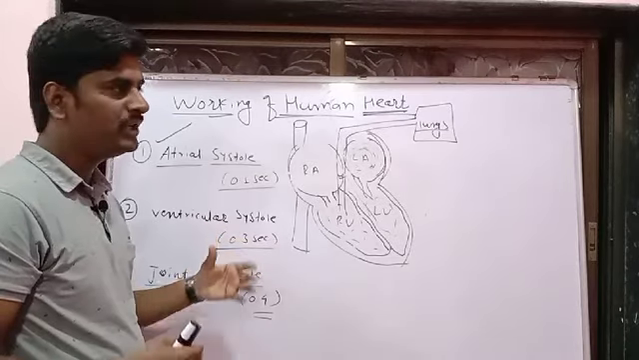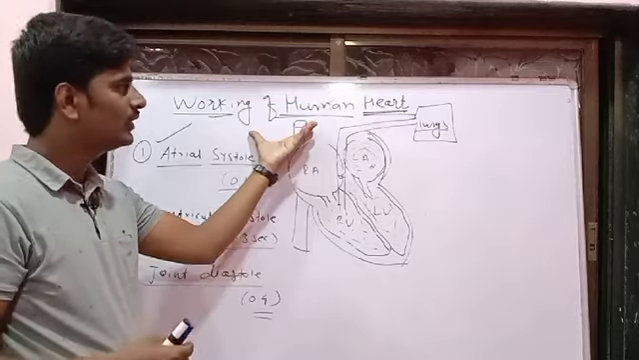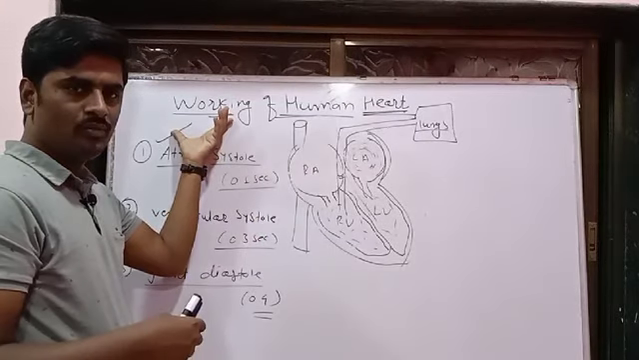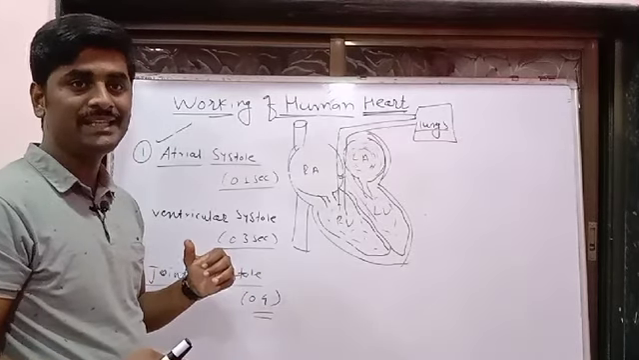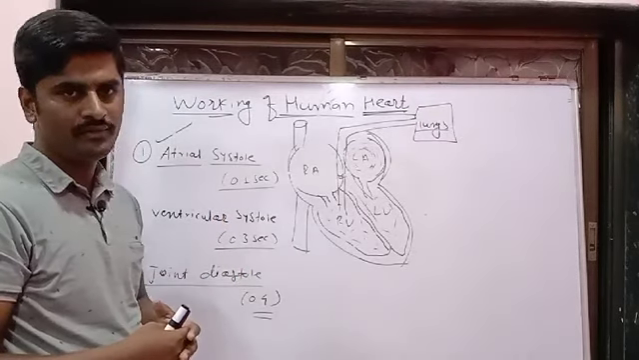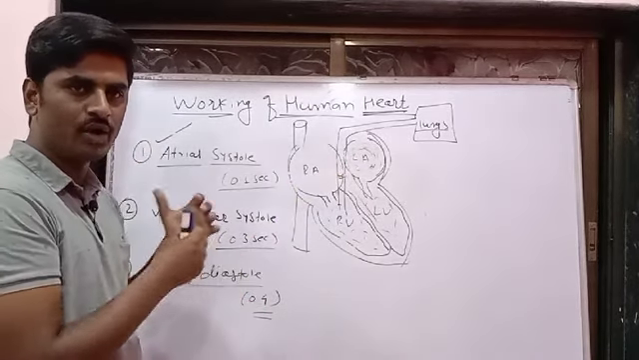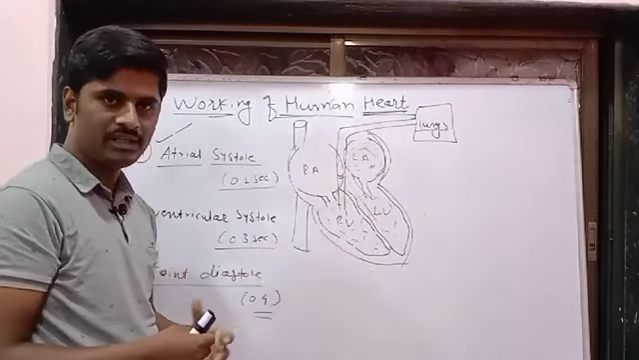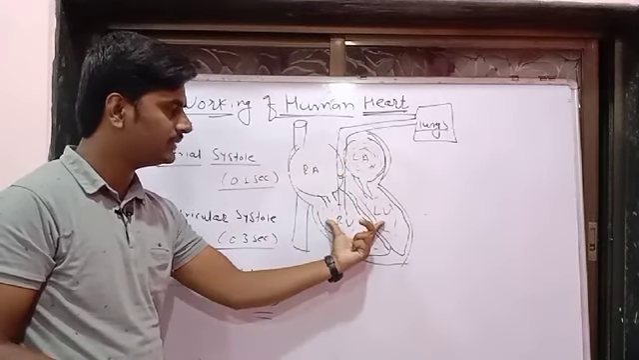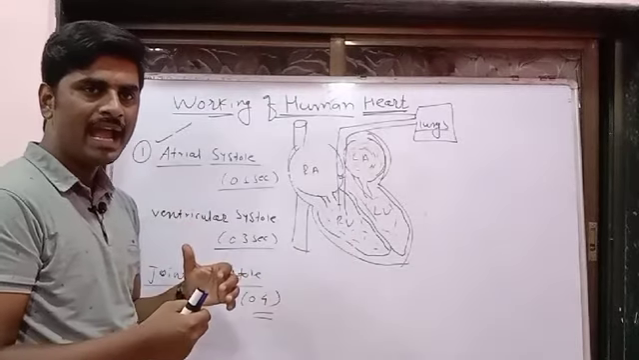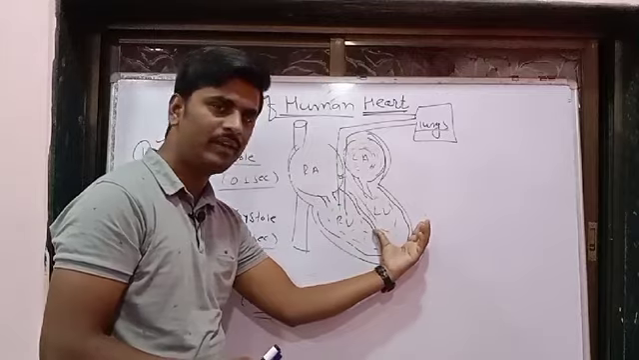Let me recall what we studied in the working of the human heart from the beginning. The human heart contains 4 chambers. Out of these, 2 chambers are atria, meaning auricles, and 2 chambers are ventricles. The atria are quite thin as compared to the ventricles, which are quite thick, and the thickest of the 4 chambers is the left ventricle.